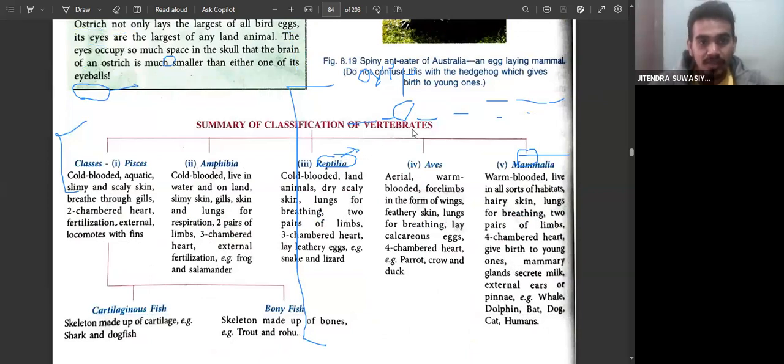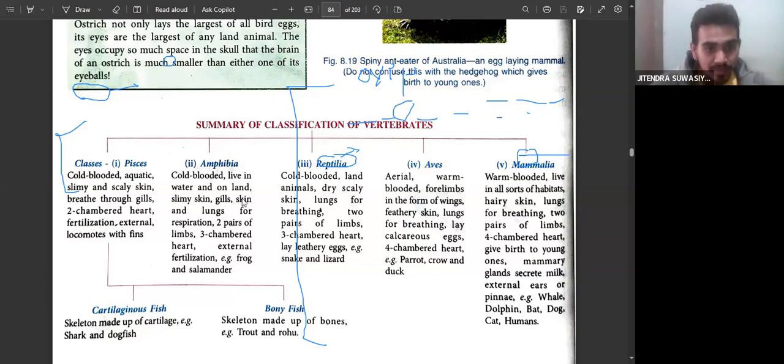Now we will come to the summary of the classification of vertebrates. What we have discussed till now is summarized in this very good chart: the classes Pisces, Amphibia, Reptilia, Aves, and Mammalia. In Pisces, we discussed the cartilaginous and bony fishes. In Amphibia, we discussed frogs and salamanders. We can remember that Pisces, Amphibia and Reptilia are cold-blooded animals. Aves and Mammalia are warm-blooded animals.